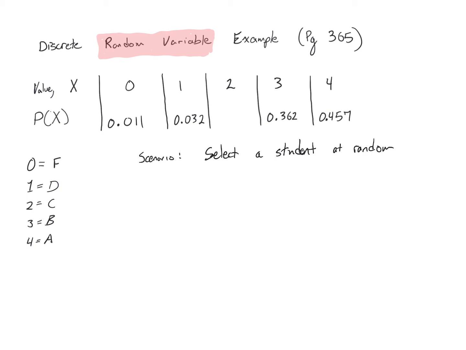You'll notice one of the values is missing, and so the first question is what is the probability of 2, which is another way of saying the probability of getting a C. What we know is that all 5 of these probabilities must add up to 1, because all you can get is an A, B, C, D, or F. So the probability of 2 is just 1 minus all of the numbers that we do know: 1 minus 0.457, minus 0.362, minus 0.032, minus 0.011, because we need these all to add up to 1, and so the one that's missing has got to be 1 minus all the ones that aren't missing.